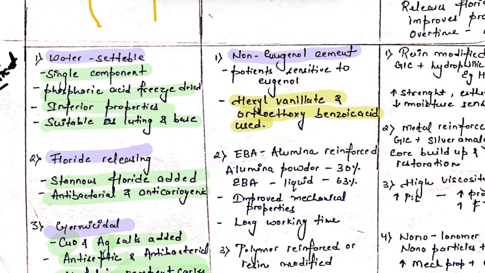Then the second modification is EBA alumina reinforced cement. So this will provide better mechanical properties. Okay, so it contains alumina powder 30% and EBA liquid 63%. This will provide better properties and long working time.